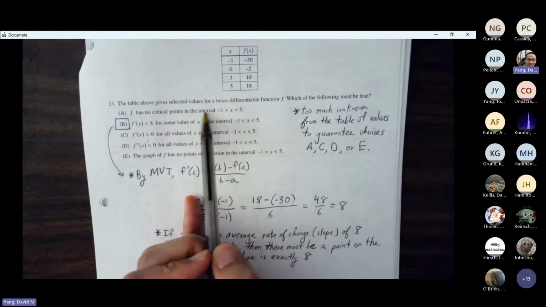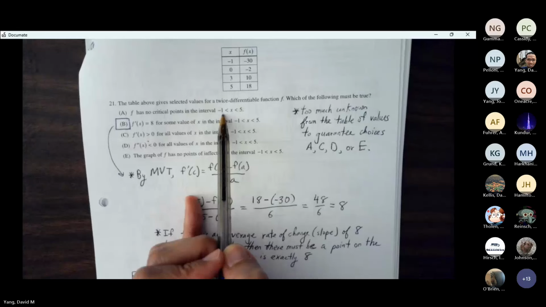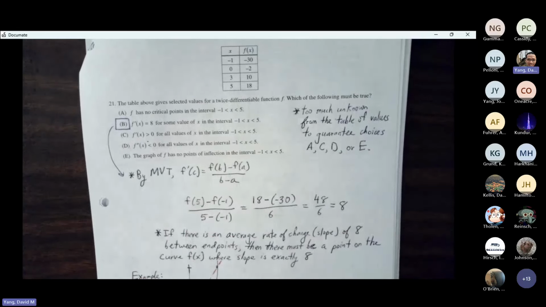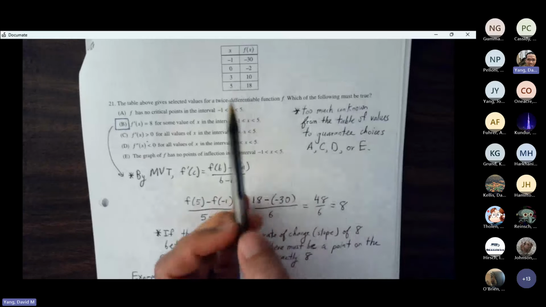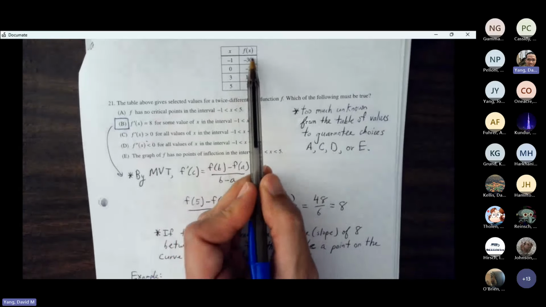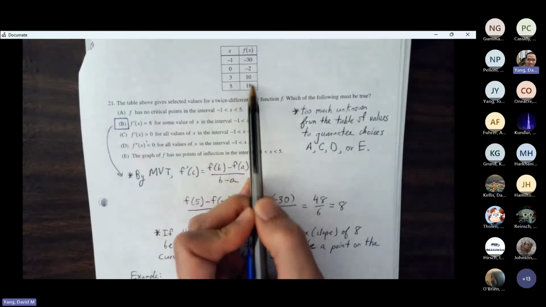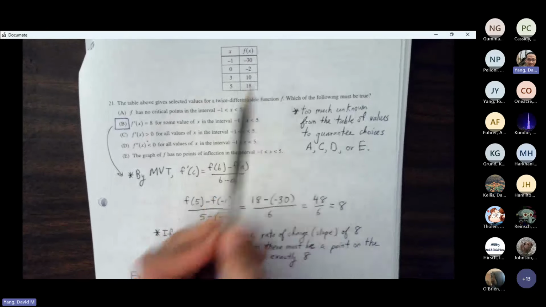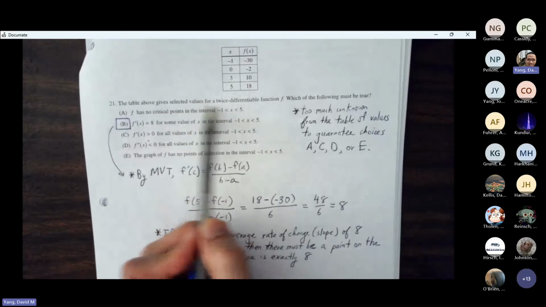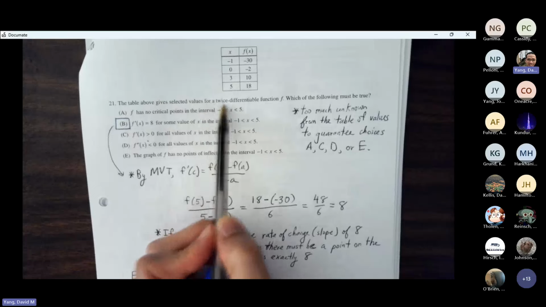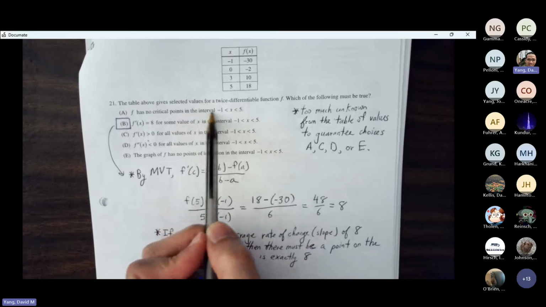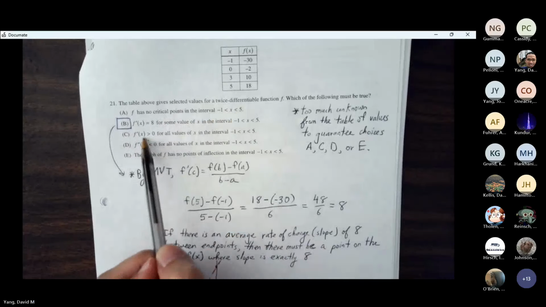Well, it looks like there could be a critical point. For there to be a critical point, there has to be a y value of 0, right? Now, we don't see a y value of 0, but it doesn't mean that a y value of 0 is not going to show up somewhere. So we don't have enough information to say yes or no about the critical points from -1 to 5.